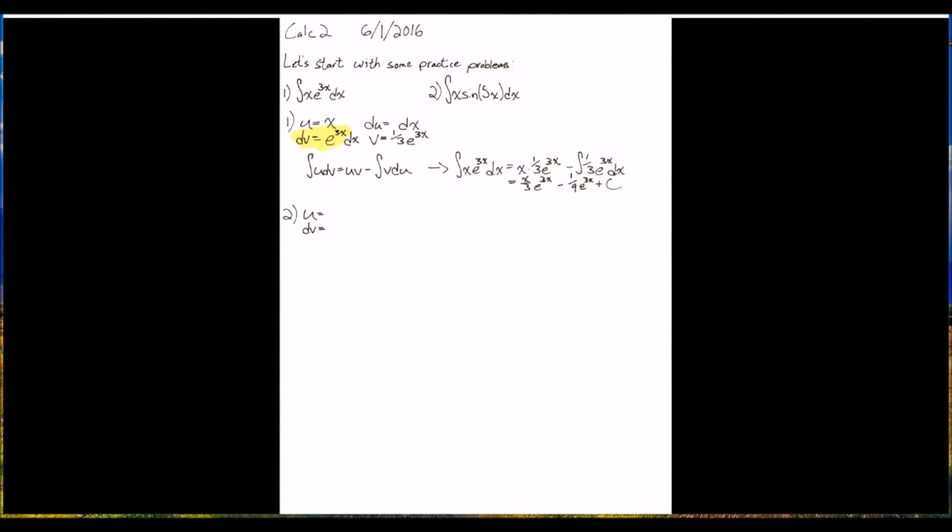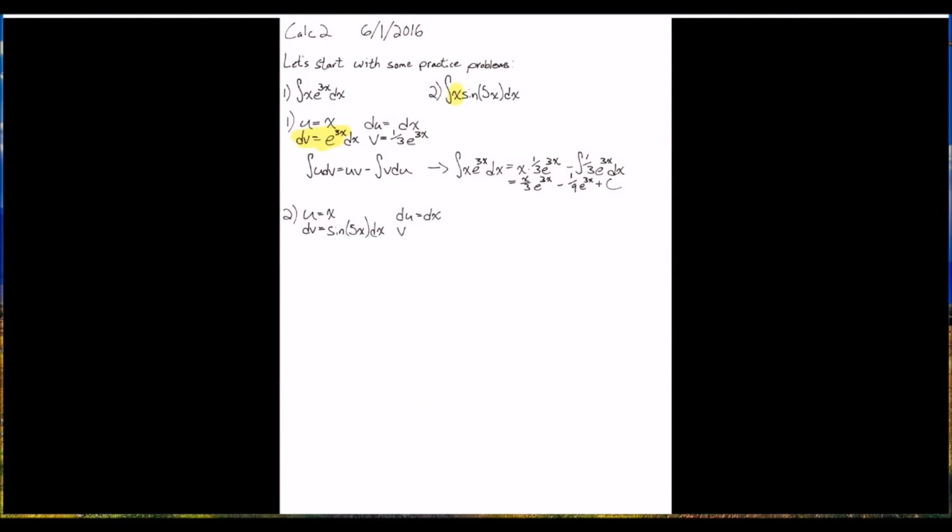All right, so again, when we're looking at this one, we've got this x term here, right? And that's a polynomial. And of course, those powers are going to go down. So kind of like number one, we're going to do the same thing. We're going to pick u as our x and our dv as this other term. Right? And what this means is we find our du, which is just dx again.